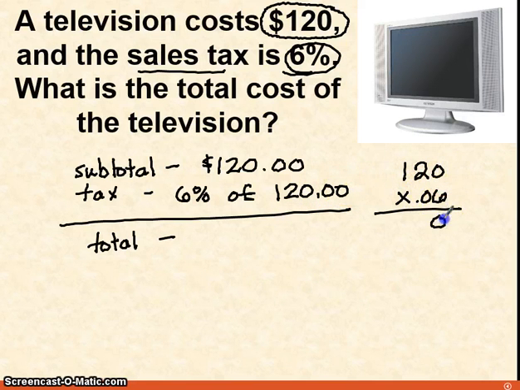6 times 0 is 0, 6 times 2 is 12, 6 times 1 is 6, and 1 more is 7. 2 decimal places in our answer. So our tax amount is going to be $7.20. That's our tax amount.